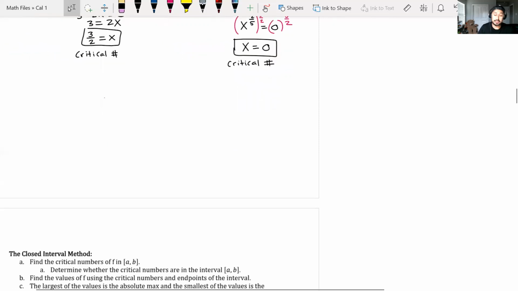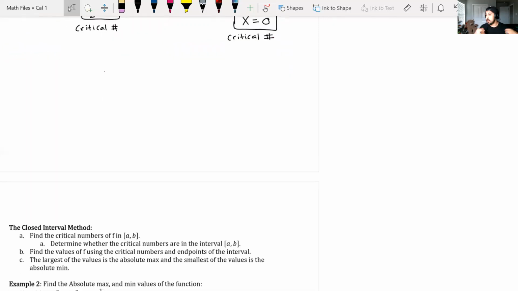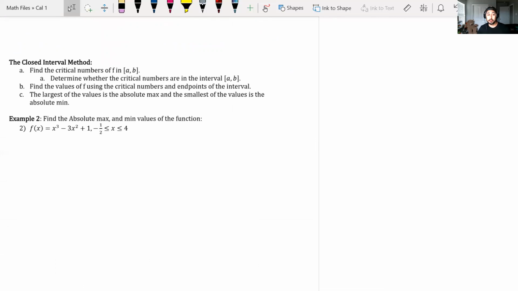All right, so that's finding critical numbers. Simple. Take the derivative, set it equal to 0, solve for x. Next is the closed interval method. So now we're going to be given a closed interval. We're going to find critical numbers, as we did on the last example. And then all we have to do to find an absolute max or minimum is test the critical numbers in the given interval and only test the endpoints in the interval. That's it. We don't need any other numbers.